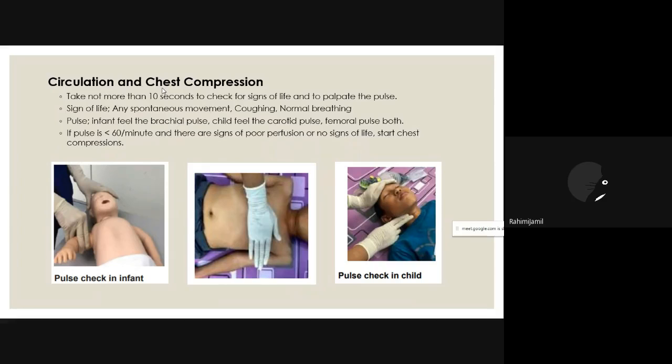In an infant, we usually check the brachial pulse, and for a child, we usually check the carotid pulse. The femoral pulse we can check for both child and infant. And if the pulse is less than 60 per minute, or there are signs of poor perfusion or no sign of life, then we must quickly start chest compression.